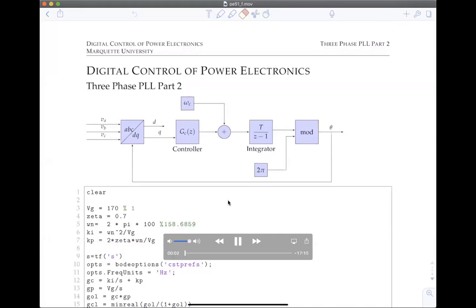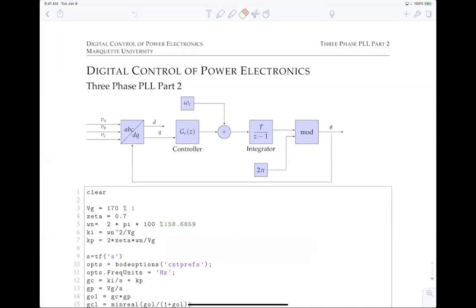Welcome. This is Professor Nathan Weise of Marquette University. In this section, we're going to talk about the three-phase PLL, part two. We're going to talk about implementing this in a digital fashion now, using a floating point variant, and we're going to use the backwards Euler approximation. Let's quickly recall: we have a controller, which is what we're trying to design. In the previous section we did a continuous-time PI controller. We're going to do a PI controller again here, but convert it to the Z domain.